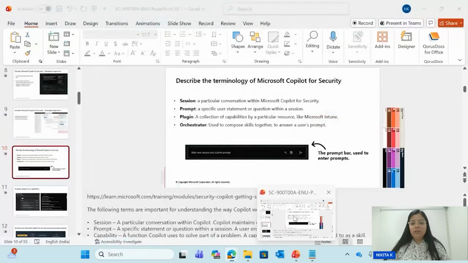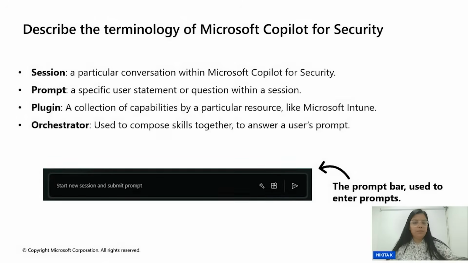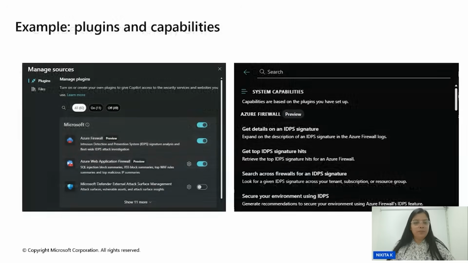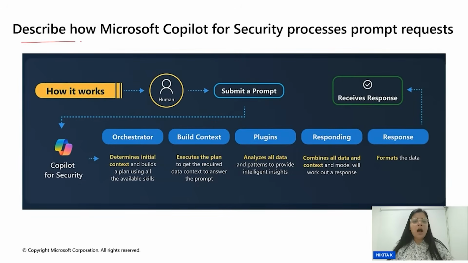Now let's move again to the slide deck. Yeah, so we have seen sessions, we have seen prompts, we have seen plugins and the orchestrator. Now these we have covered on the portal, what the different plugins are and how we can add those plugins into the environment. Now, how does your Security Copilot process any prompt?